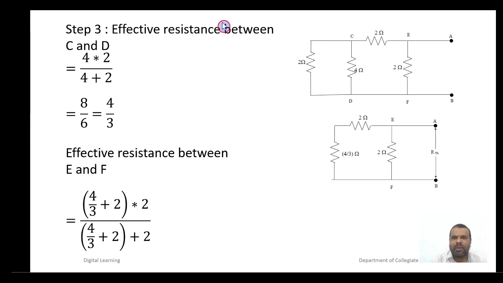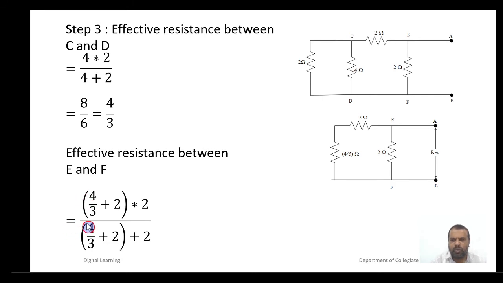First, the effective resistance between C and D. These two resistances are connected in parallel. 4 into 2 divided by 4 plus 2, that is equal to 8 divided by 6 is equal to 4/3. Effective resistance between E and F. This was 4/3. These two resistances are replaced with the 4/3 equivalent resistance.